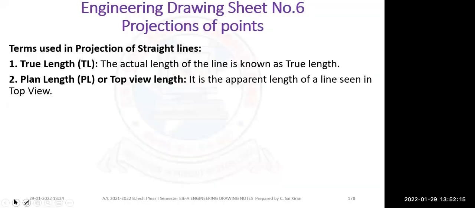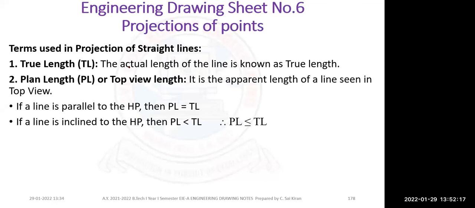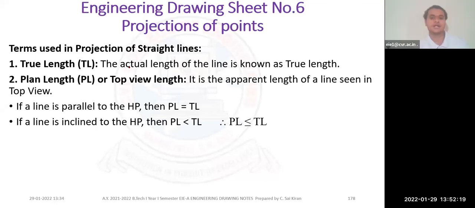Okay. So that's the reason. If a line is parallel to HP, plan length is equal to true length. Plan length equals true length, because this is parallel. So this is my HP and this is parallel. Whenever it is parallel, I can see the complete length on the horizontal plane.